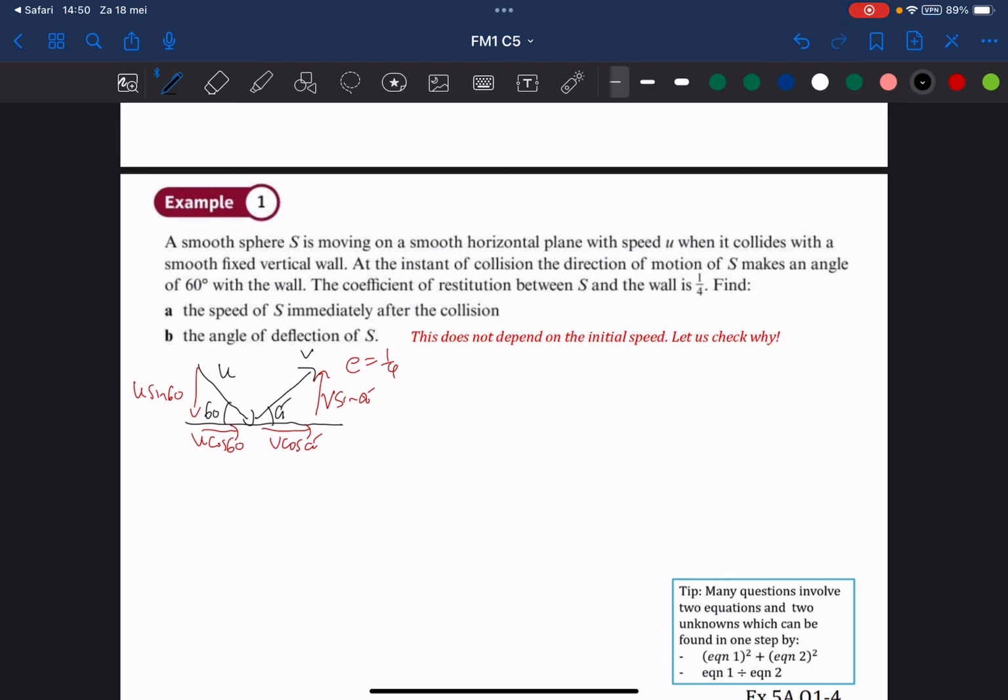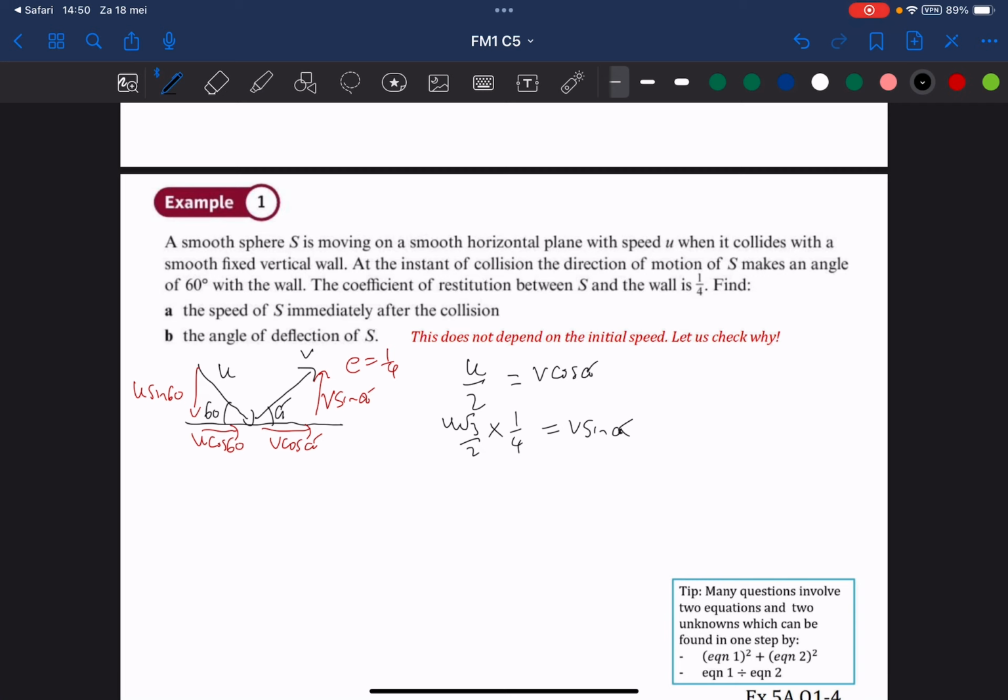So cosine of 60 is a half, so I can actually just jump straight away and write that as u over 2. And that is equal to v times cosine alpha. That's useful. And then sine of 60 is root 3 over 2. So we'd have u root 3 over 2 times by e, which is a quarter, is equal to v sine alpha.